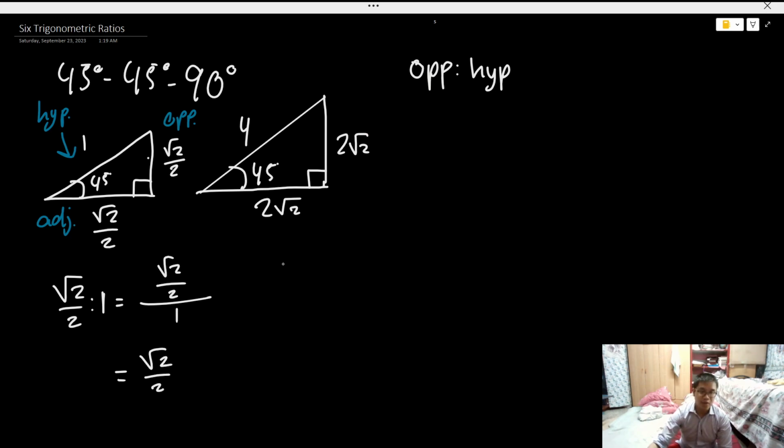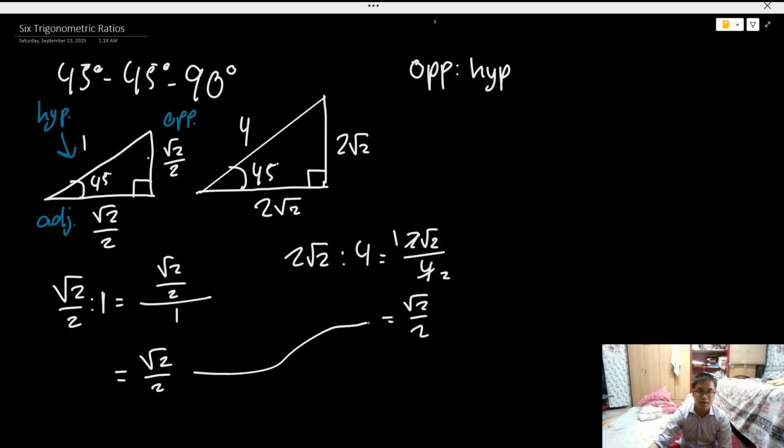Now, the same thing here on the right, on the second triangle, much better. On the second triangle, the opposite is 2 square root of 2, right? And the hypotenuse here is 4. So therefore, you have 2 square root of 2 all over 4. 2 and 4 are both divisible by 2. So 2 divided by 2 is 1, and 4 divided by 2 is 2. So you have square root of 2 all over 2. See? They have a common ratio, if it's about the ratio of opposite to hypotenuse.